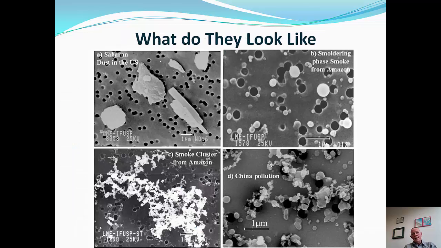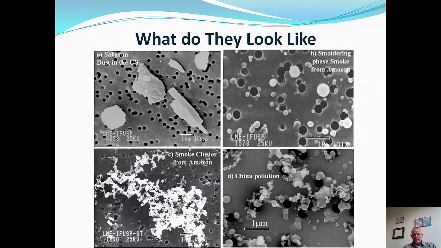So what do they look like? Well, they vary all over the place. Here are some Sahara dust, sand. These are smoldering smoke particles. Most of these appear to be spherical. Here's a smoke cluster. This one's obtained from the Amazon, apparently.